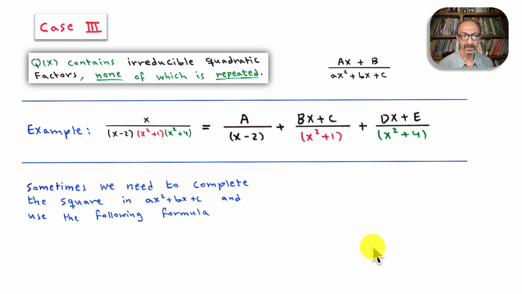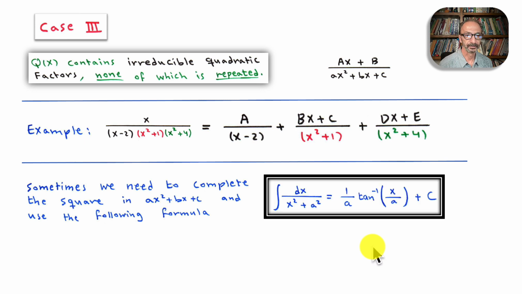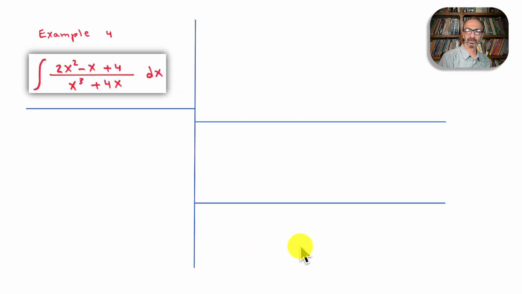Sometimes we need to complete the square in ax squared plus bx plus c, and we use the following formula. Let me show you. This is one of the formulas that we use in trig integration. The integration of dx over x to the second plus a to the second will be 1 over a, that's this a, tan inverse x over a plus the constant c. Here's example number 4.